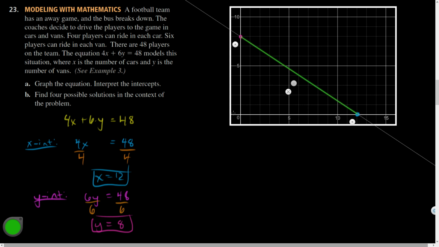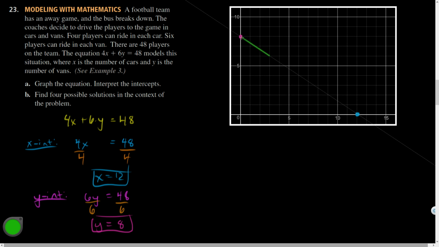Why don't I have negative x values that I'm considering? x represents the number of cars, and it's kind of weird having negative cars. Like, we know that antimatter exists, but we haven't really found it yet. So yeah, we don't know how to make an antimatter car. And the same for y. Notice I have no negative y values here because I don't know what antimatter vans look like. It's weird.